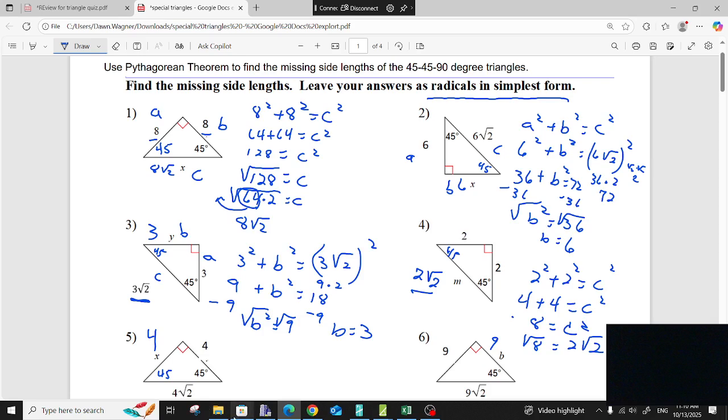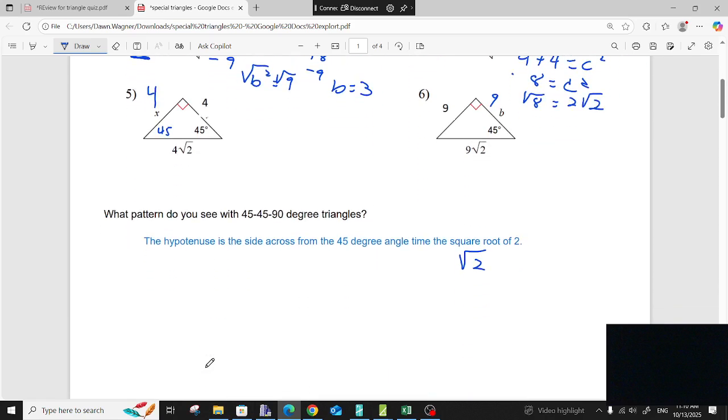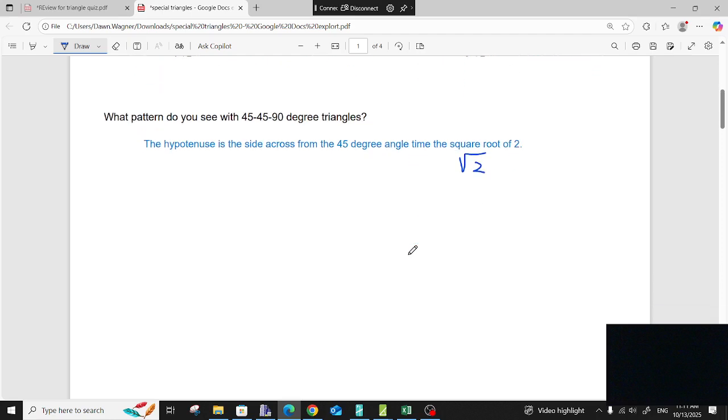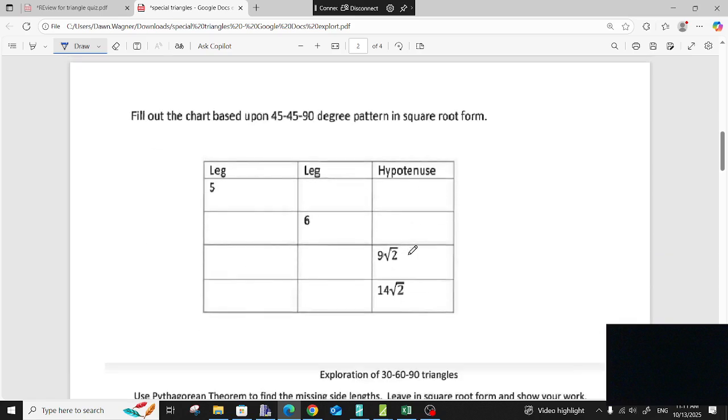Okay, so I typed it out for you. The hypotenuse is the side across from the 45-degree angle times the square root of 2. Okay? So, here's a chart. If I have a 45, 45, 90, the two legs are going to be equal because they're both across from the 45-degree angle. So if one leg is 5, what's the other leg? And what's the hypotenuse going to be?